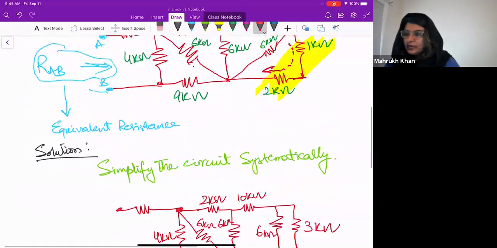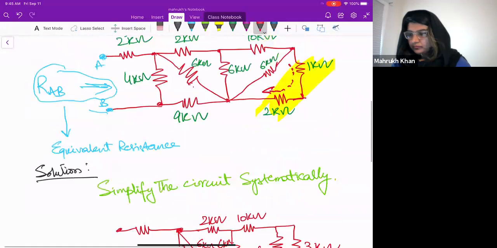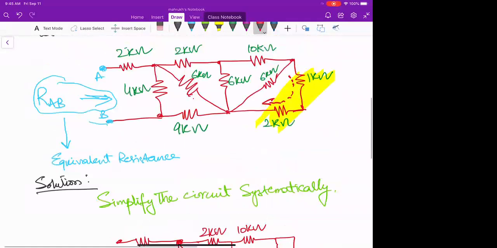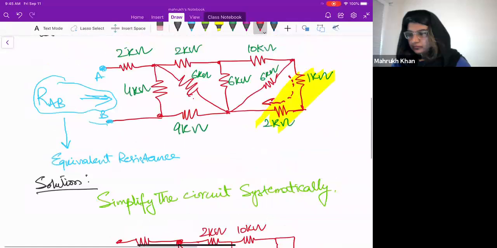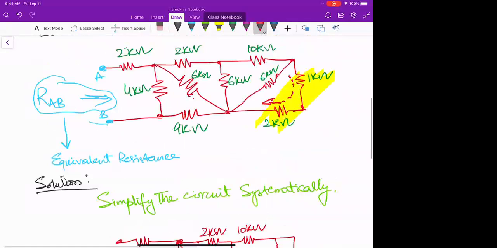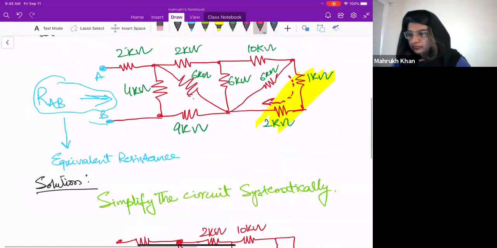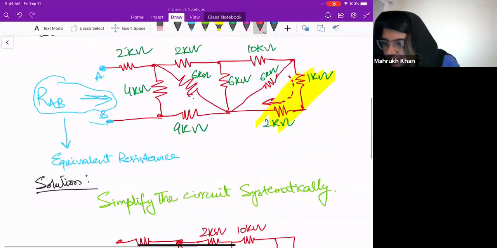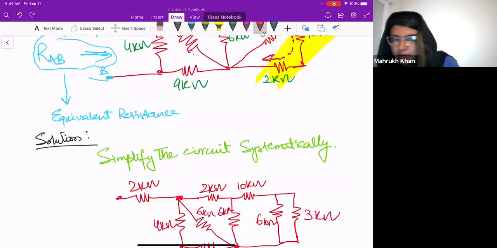Okay. So what do you think? 3 and 6 kilo ohm can be drawn like that? Yes. Why am I drawing it like that? Because if you see the 6 kilo ohms, it was connected before between the terminals, this and this, right?